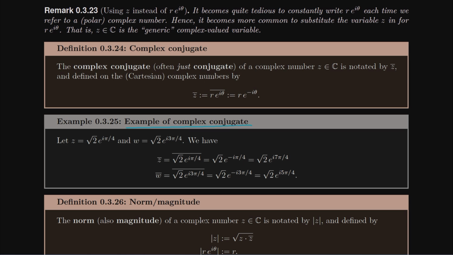We can look at an example of this. Let's suppose we have root 2 e to the i pi over 4, or root 2 e to the i 3 pi over 4. Take a complex conjugate, we're just putting a negative sign in for our i's. If you want, you can convert to positive angle measurements again, but you totally do not have to, and you can be content with your negative angle measurements there.